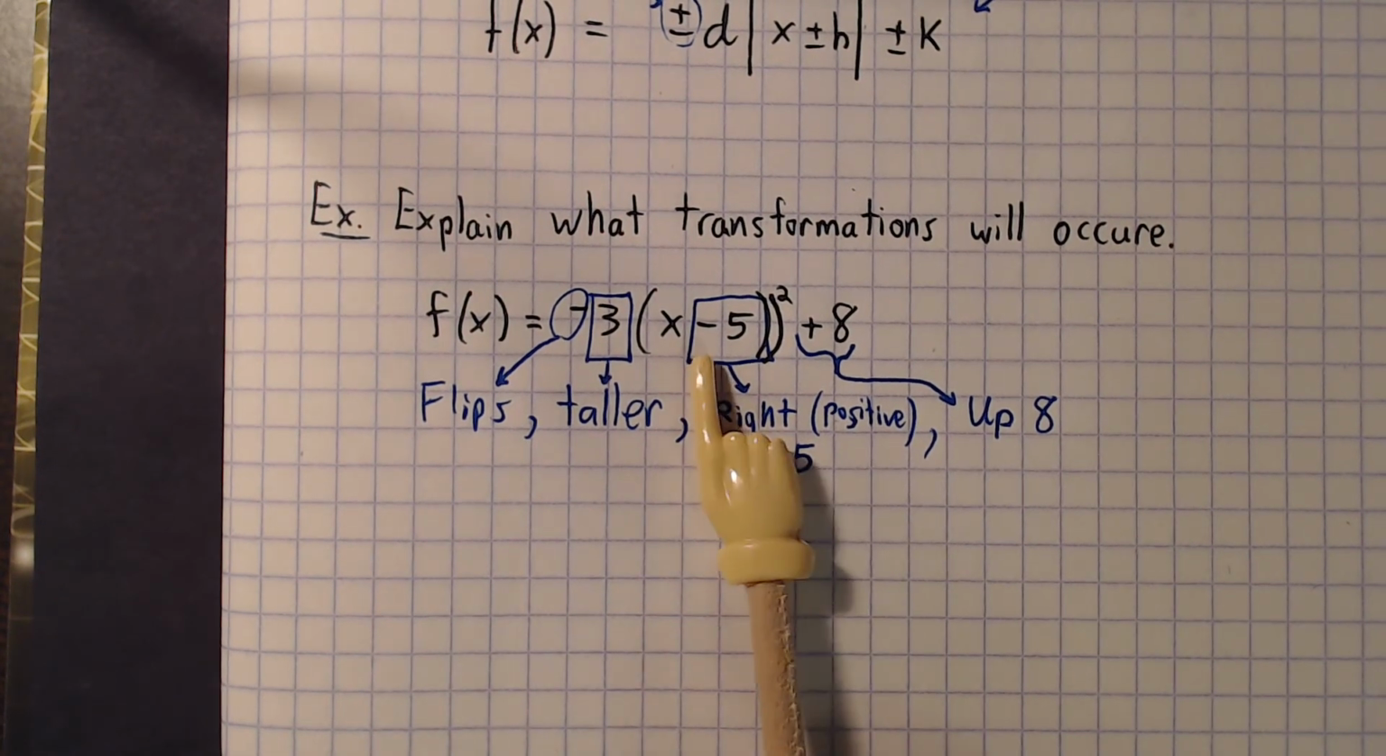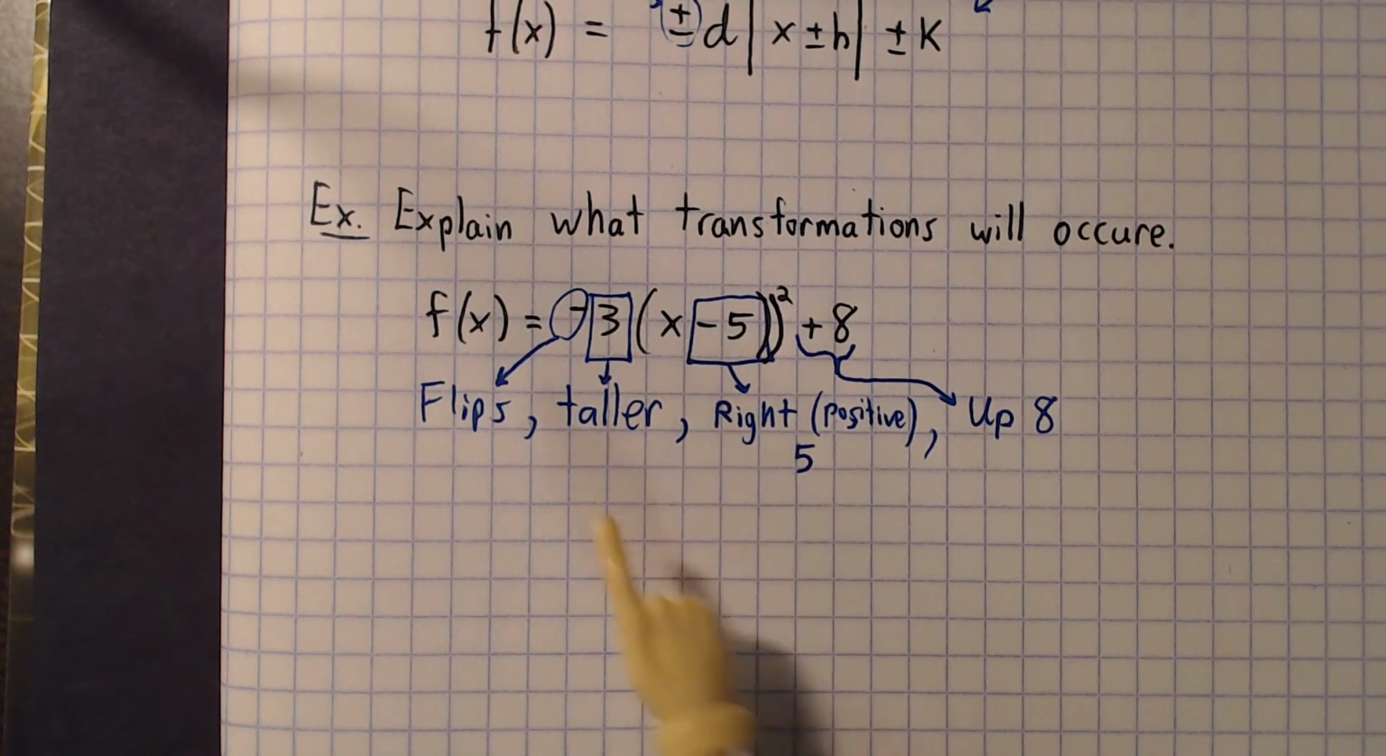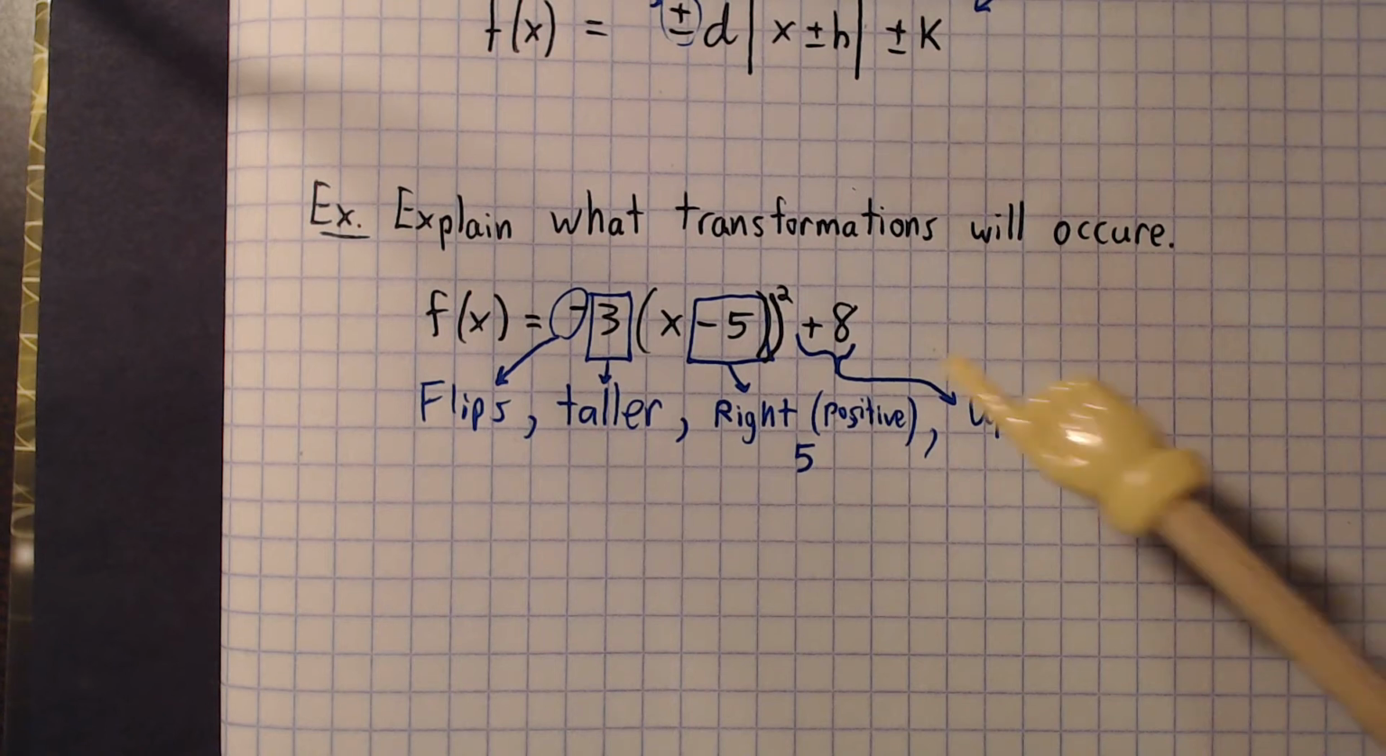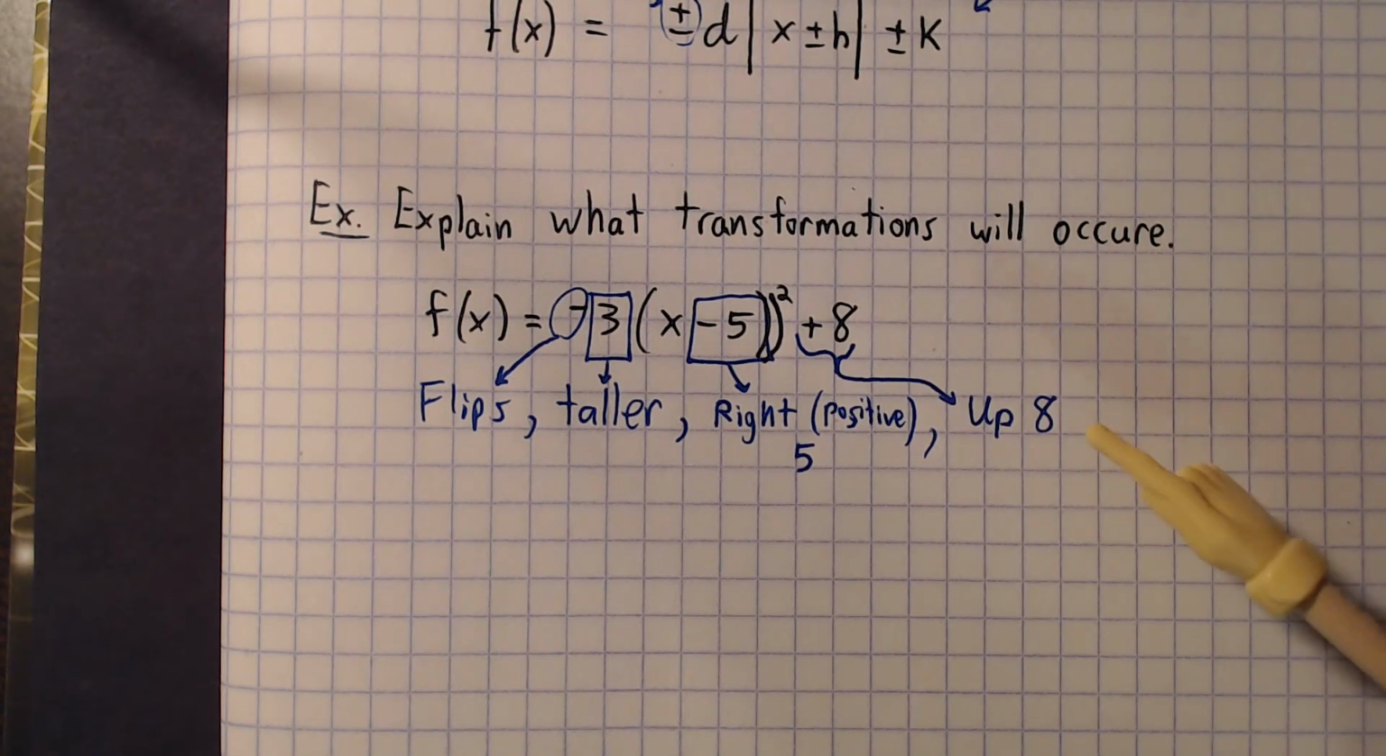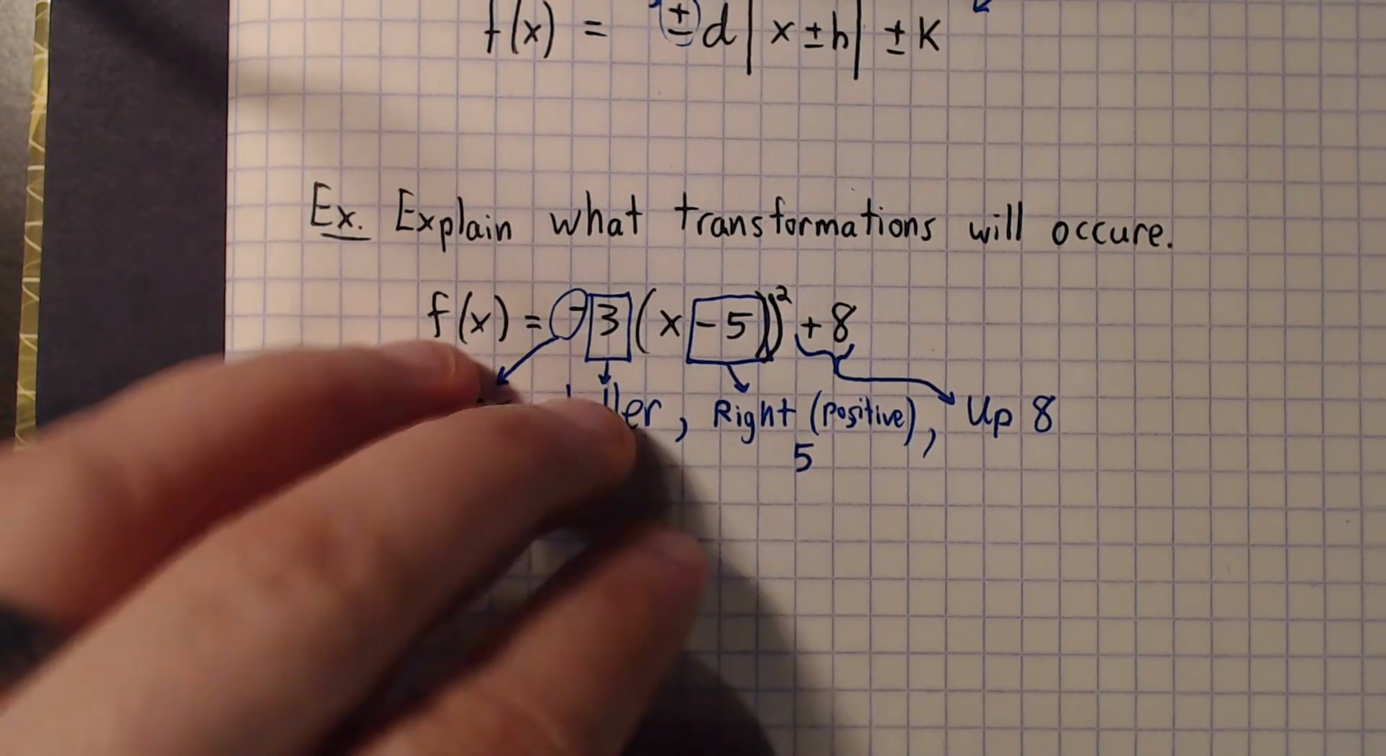Then we have the -5. That's going to move the function to the right. Remember, we're moving opposite sign. And outside, we have +8, which moves the function up 8 units. Well, that's all great, but we want to see an example on an actual coordinate plane.